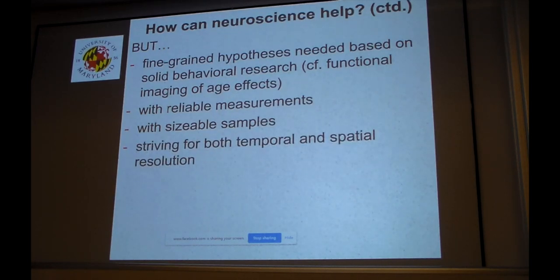Also, what we should do, and maybe some of you will laugh and say, isn't that obvious, strive for both temporal and spatial resolution. You probably know that fMRI has very, very good spatial resolution, whereas ERP, for instance, has better temporal resolution, but worse spatial resolution. Actually, the inventor of ERP told us in a seminar a number of years ago that one should not use ERP to locate processes.